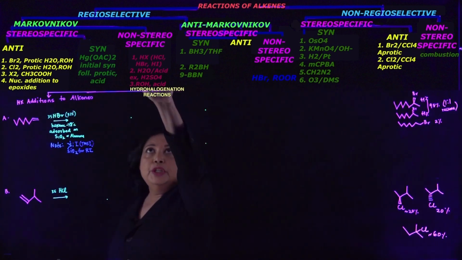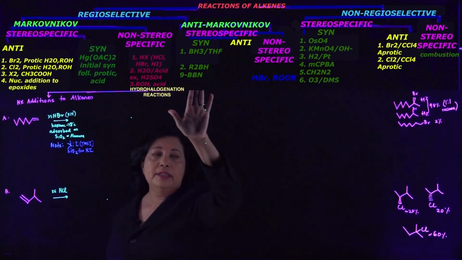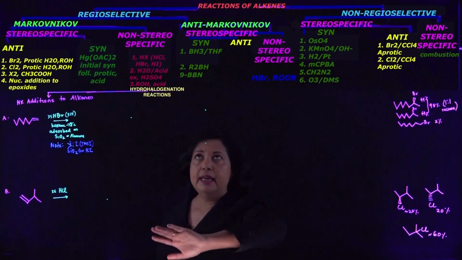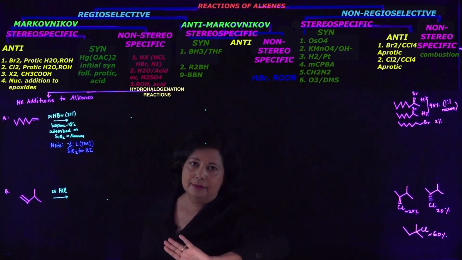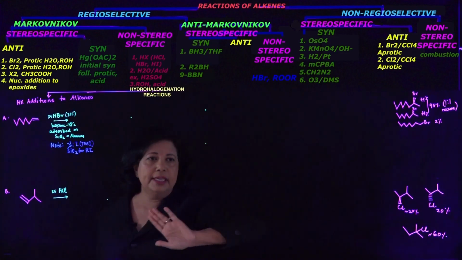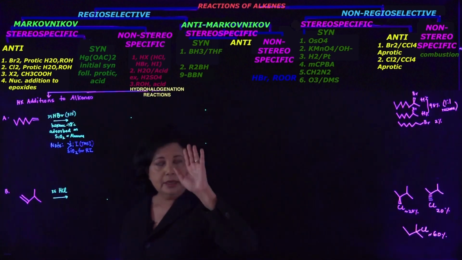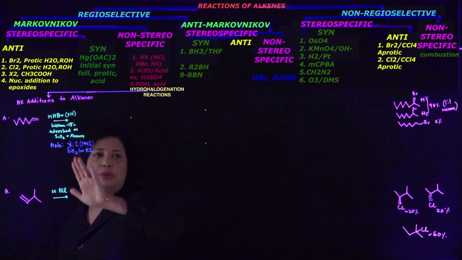This is going to be addition of hydrohalogens to alkenes. We would do hydrohalogenation and then we will do the hydration. For the hydrohalogenation, it's typically HCl, HBr, and HI. We don't typically do HF. So let's go. Let's talk about HX additions to alkenes.